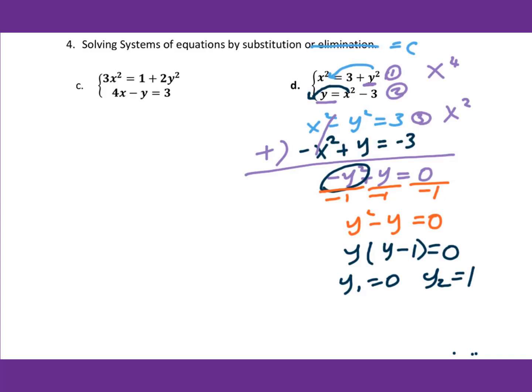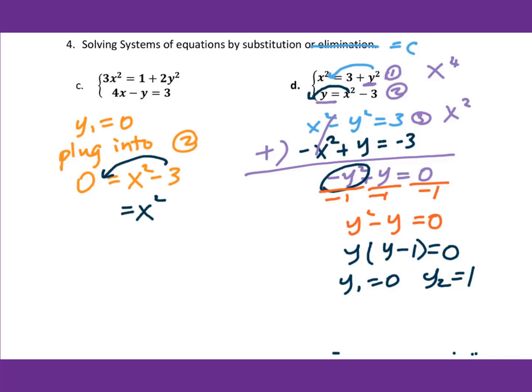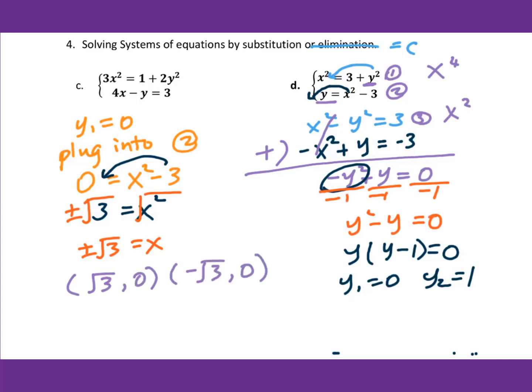Then I plug into the second equation for y1 equal to 0. Get 0 equals x squared minus 3. This is a power equation. Isolate the x squared on one side. We got x squared equals 3. So we take the square root of both sides. You will get x equals plus or minus square root of 3. We can write down the solutions: square root of 3, 0, and negative square root of 3, 0.